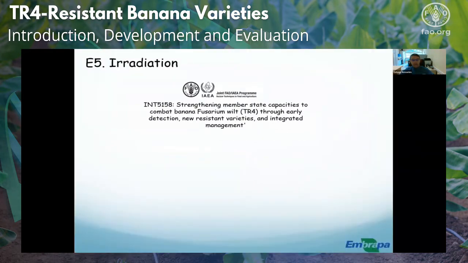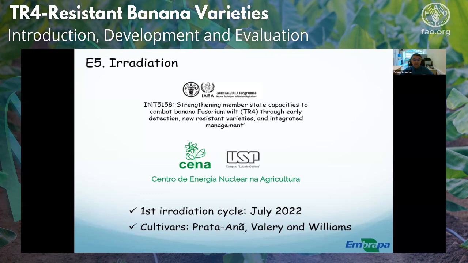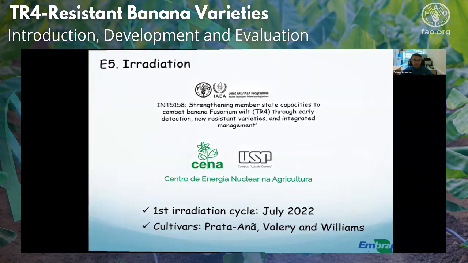The induction of mutants by radiation is the fifth strategy used by Embrapa, in collaboration with the International Atomic Energy Agency. The first Cavendish plants will be irradiated in July of this year at the Center for Nuclear Energy in Agriculture at the University of São Paulo. Prata, Williams, and Valery will be irradiated. The main objective, of course, is to develop mutants resistant to TR4.